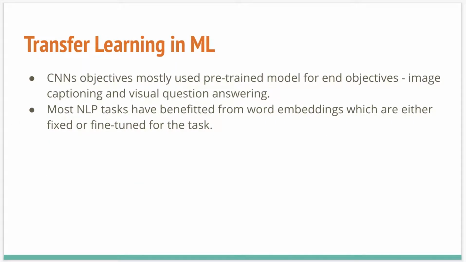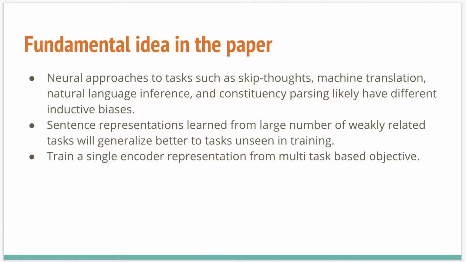So, regarding the state of transfer learning in machine learning, particularly in computer vision, CNNs have been able to use a lot of pre-trained models from ImageNet in various end objectives like image captioning as well as visual question answering. But in NLP, tasks have benefited fundamentally from word embeddings, which are either fixed or fine-tuned for each application.